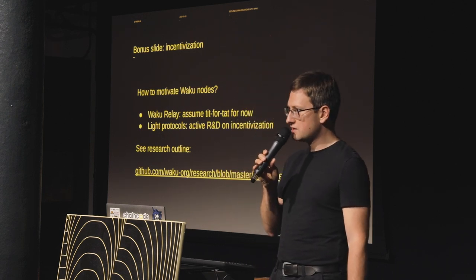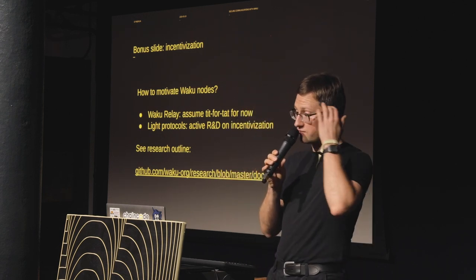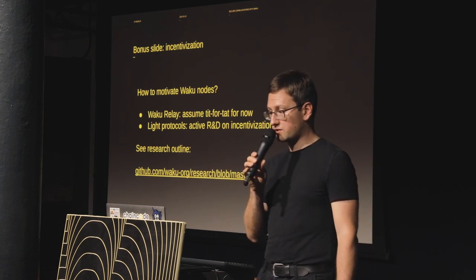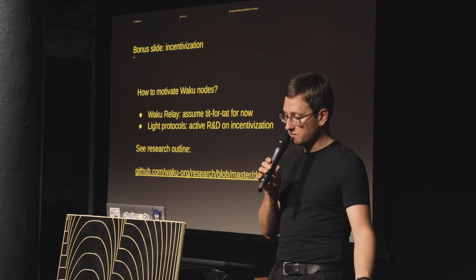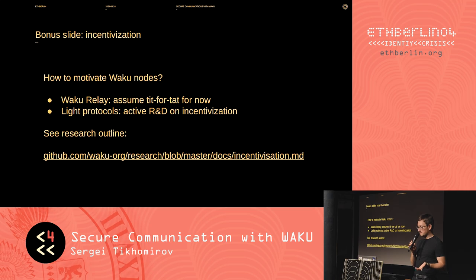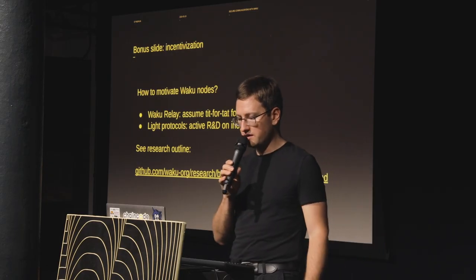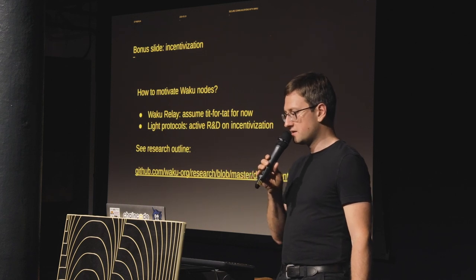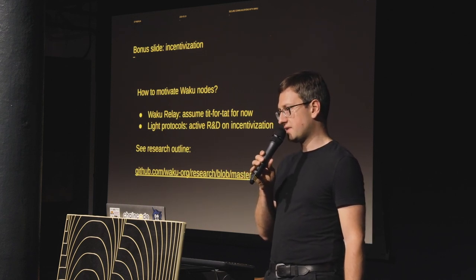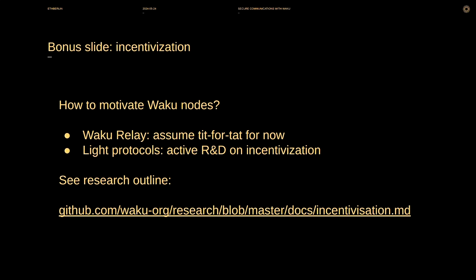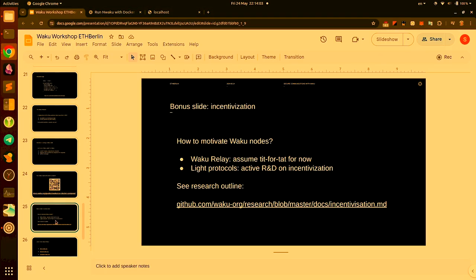But for light protocols, we see there a possibility of more client-server type of interactions. So if we envision some service for light nodes that would, for example, request the history from full nodes, that may involve some payment of some kind at some point. So this is something that we are working on, and you can have a look at the incentivization document that we've put together that has some research directions and questions that we would need to answer to move in that direction. So this is actually quite fascinating.